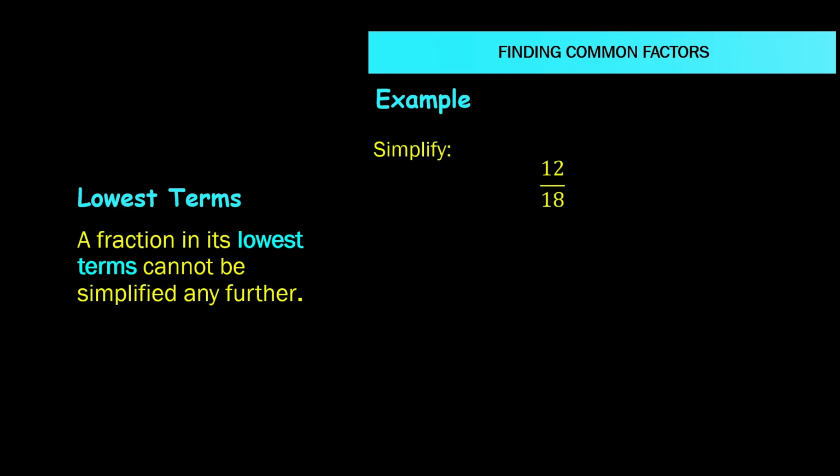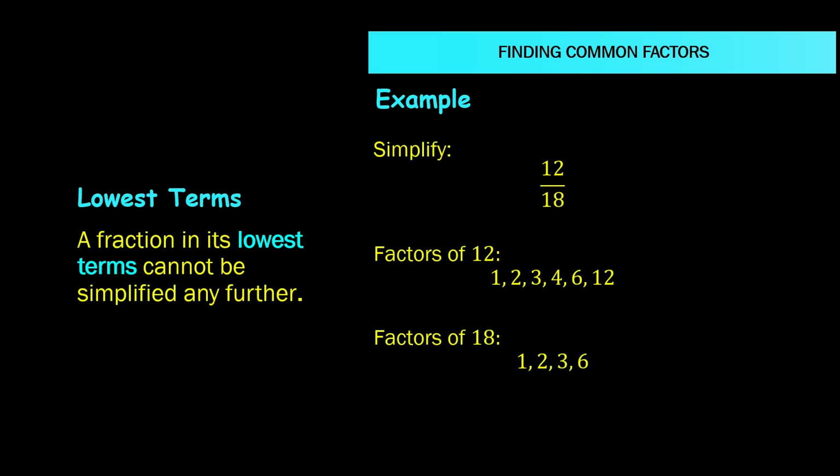Suppose we're asked to simplify 12 over 18. The factors of 12 are these: 1, 2, 3, 4, 6, and 12. And the factors of 18 are these: 1, 2, 3, 6, 9, and 18. The largest of these, which is common to both, is the value 6. So the greatest common factor of 12 and 18 equals 6.